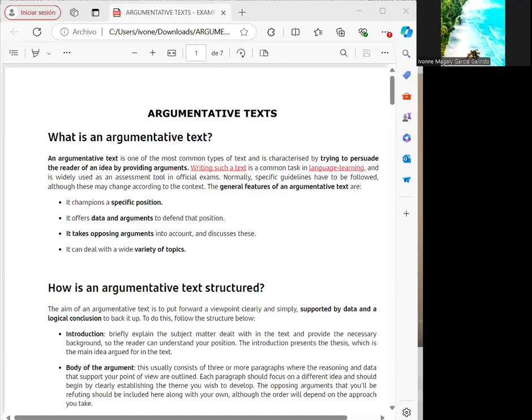Today's aim for this meeting is to cover some information about argumentative tests and to review. I want to give you some examples from the students' works. So I brought two examples and I'm going to revise them here for you to understand how to build an argumentative test.